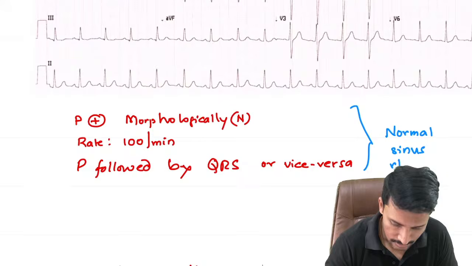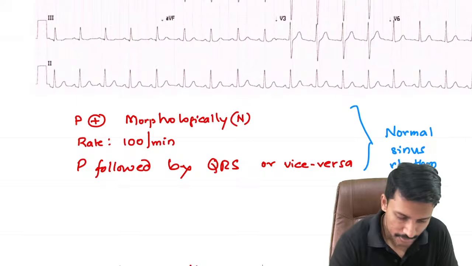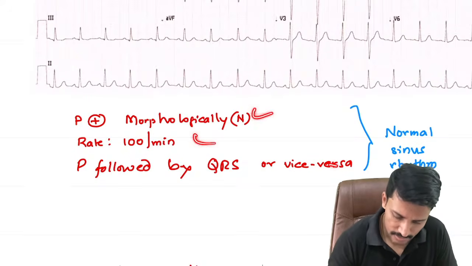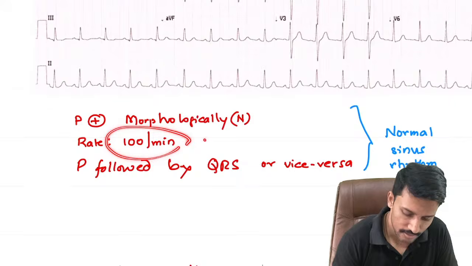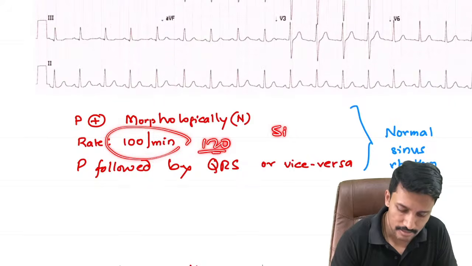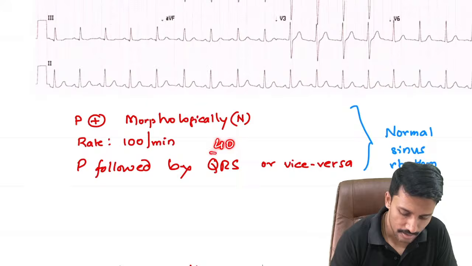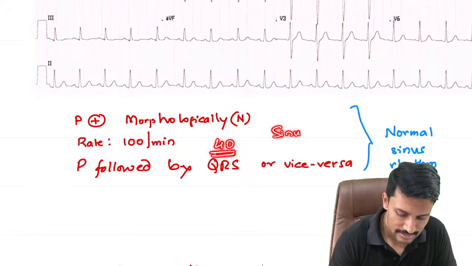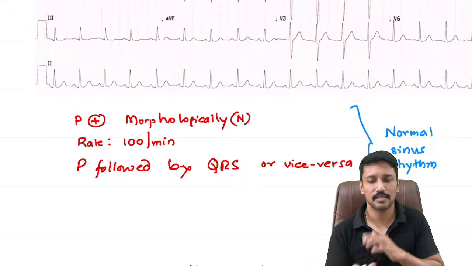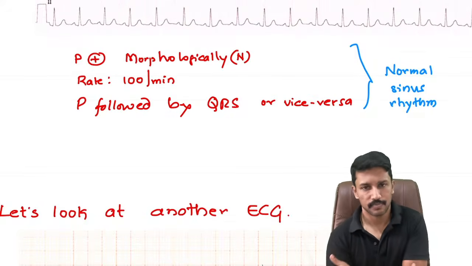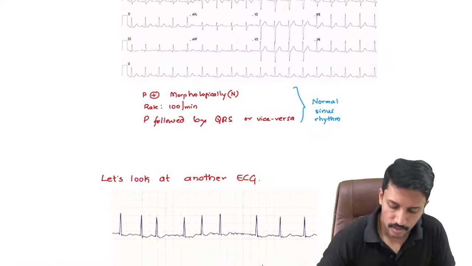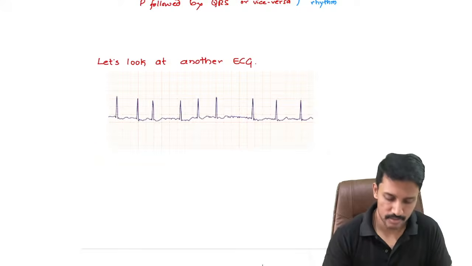If all the findings were the same, but my calculation had shown that the rate is 120, then I would have called it sinus tachycardia. If my calculation had shown heart rate to be 40, I would have called it sinus bradycardia. Now with the heart rate in the perfectly normal range, this is normal sinus rhythm, right? Okay. Now let us look at one more ECG and try to apply the same principles that we have followed.